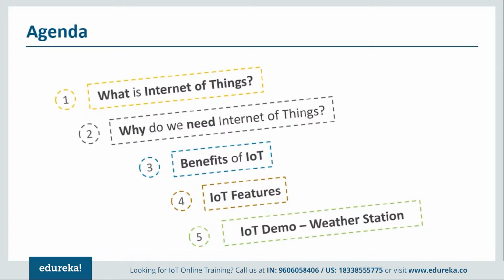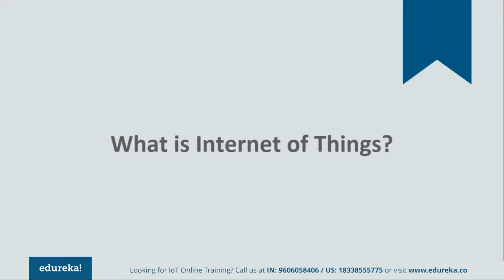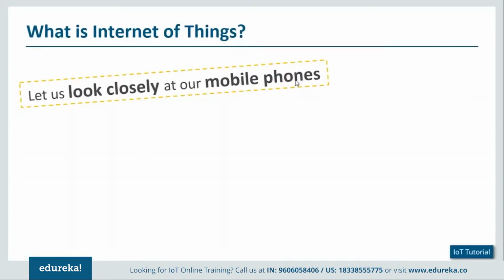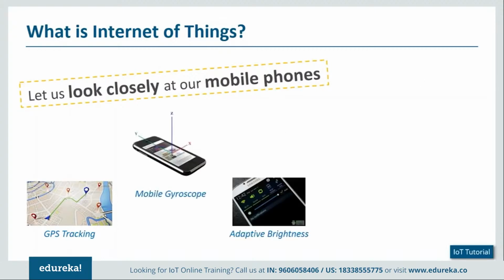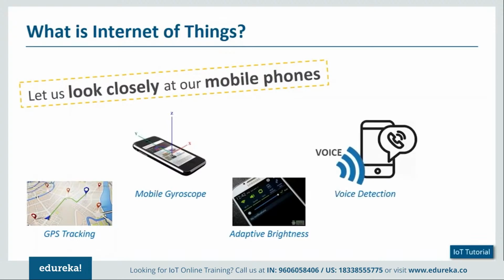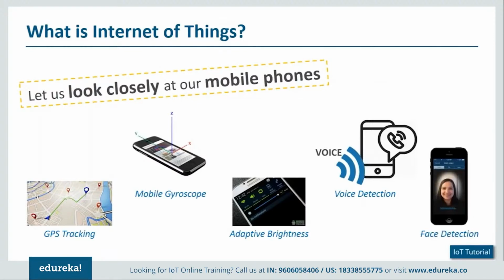Okay, so moving forward, let's talk about the first topic of this session, which is what is Internet of Things. Now, to help you understand what is Internet of Things, let's look at an example of our mobile phones first. Our mobile phones have GPS tracking. They also have a gyroscope. You have adaptive brightness, which gets adjusted based on the light falling on it. You have voice recognition, and you also have face detection, which identifies who is the user. Now again, iPhone X is coming with face detection. So again, these are a lot of features that are coming pre-built on the mobile as such.